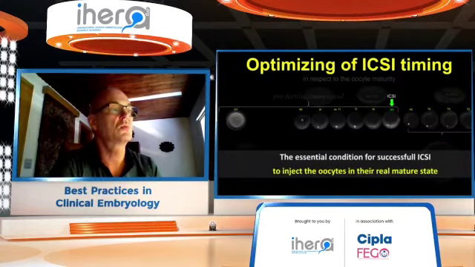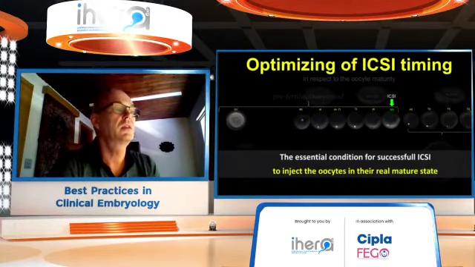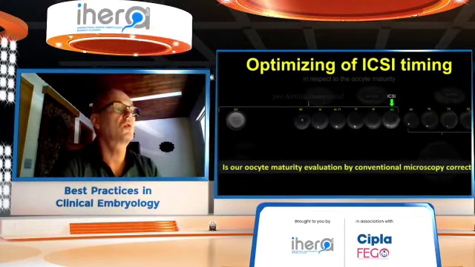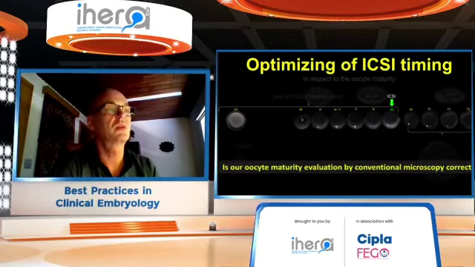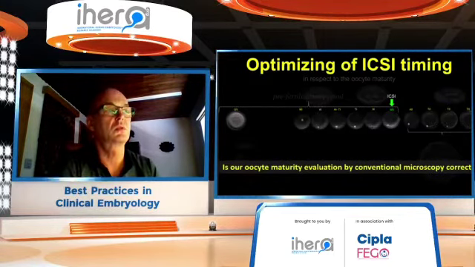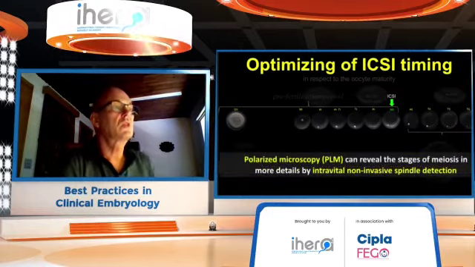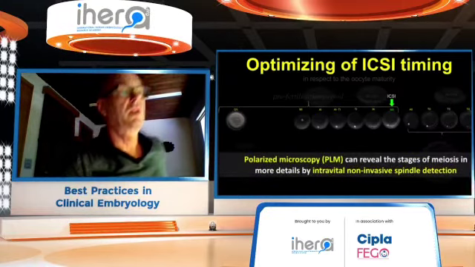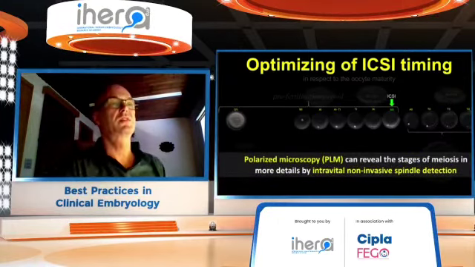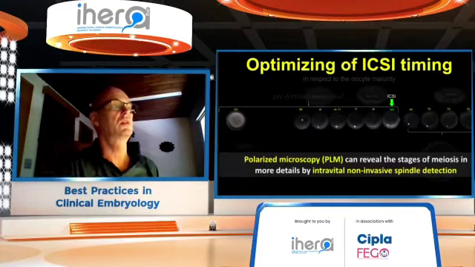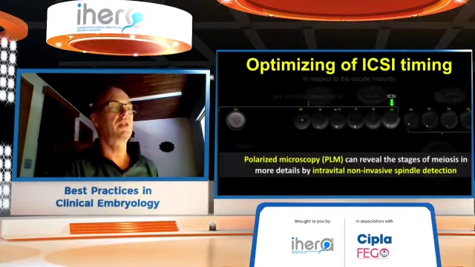But the question which I am opening now is whether our oocyte maturity evaluation by conventional microscopy is correct. So let's clarify it by polarized microscopy, which can reveal the stages of meiosis in much more detail by intravital detection of the spindle.